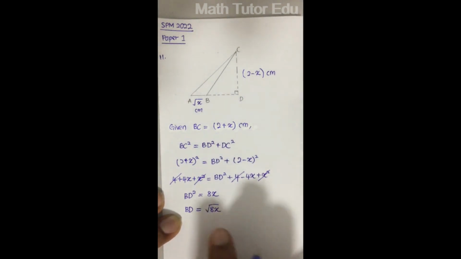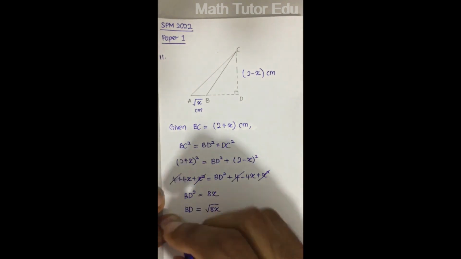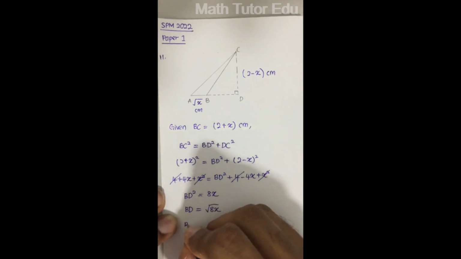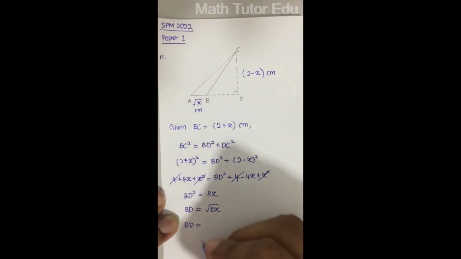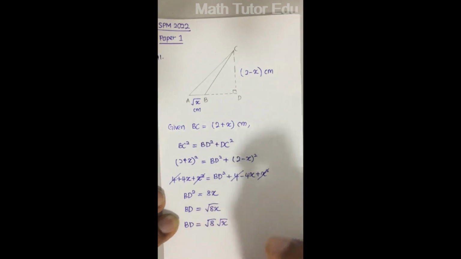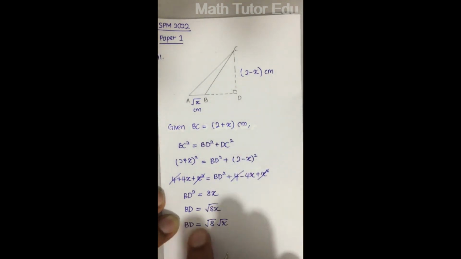Okay, so since we are dealing the surd concept, so we need to break down this square root 8x. So how are you going to break down this? Okay, very simple, let me show you. So BD, okay, is equals to square root 8 or surd 8 times with surd x. Okay, so from here this surd 8 we can further simplify as surd 4 times with surd 2. So surd 4 is actually 2, surd 2 we can no longer simplify, so it will be 2 surd 2.